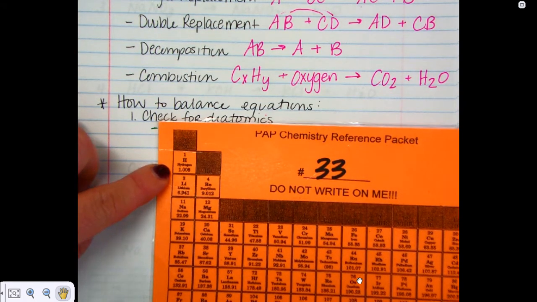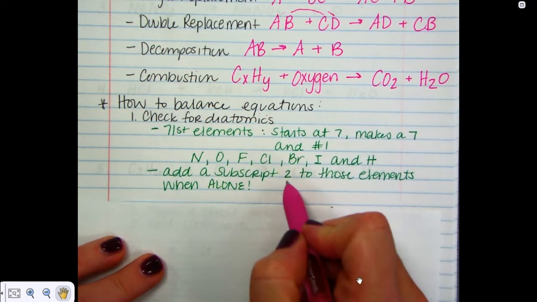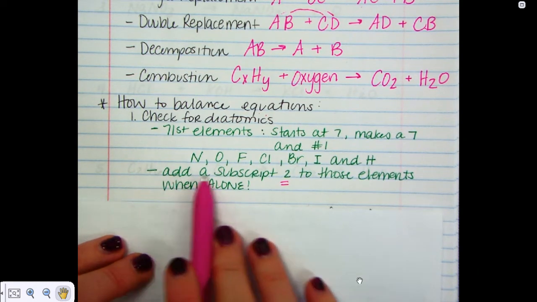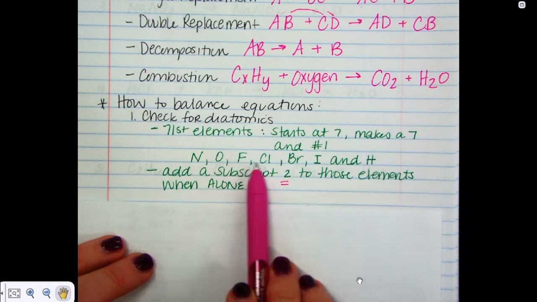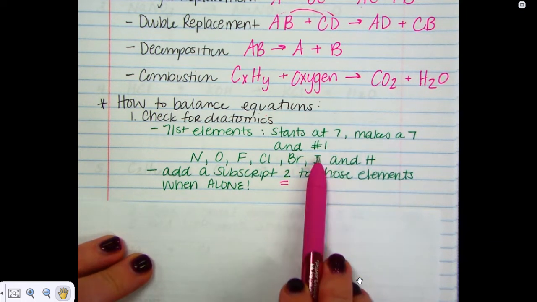hydrogen. Anytime those guys are by themselves, we're going to add a subscript of 2, but only when they're alone. If they're paired with anything else, we do not do this. So nitrogen, oxygen, fluorine, chlorine, bromine, iodine, and hydrogen. Starts at 7, makes a 7, and the number 1.